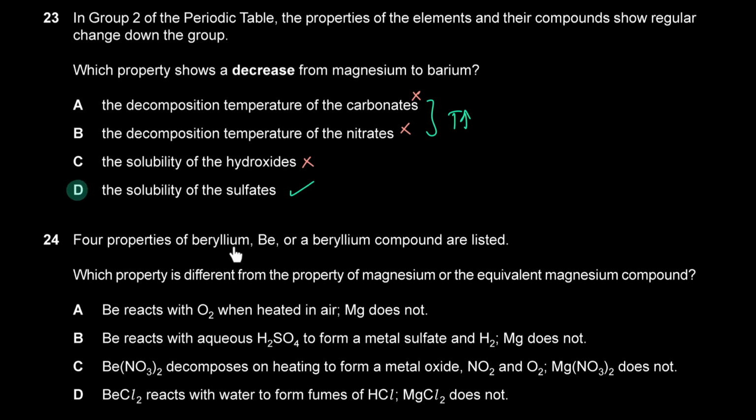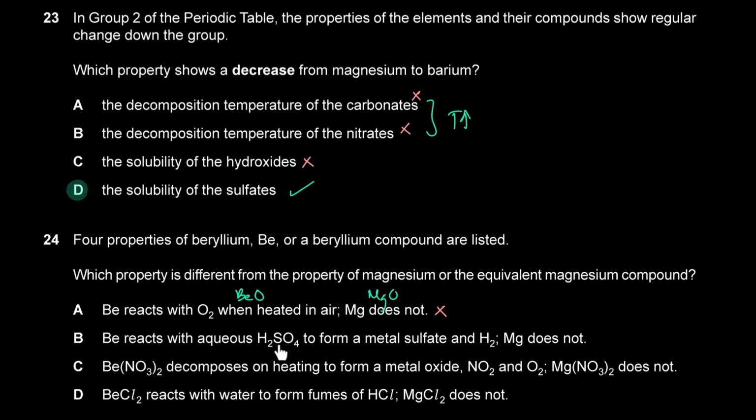4 properties of beryllium or a beryllium compound are listed. Which property is different from the property of magnesium or the equivalent magnesium compound? B reacts with O2 when heated in air. So beryllium reacts with oxygen when heated in air. Magnesium does not. That's incorrect. Okay, they both react. They both react with oxygen to form the oxide. Okay, with beryllium you'll get beryllium oxide. With magnesium you'll get magnesium oxide.